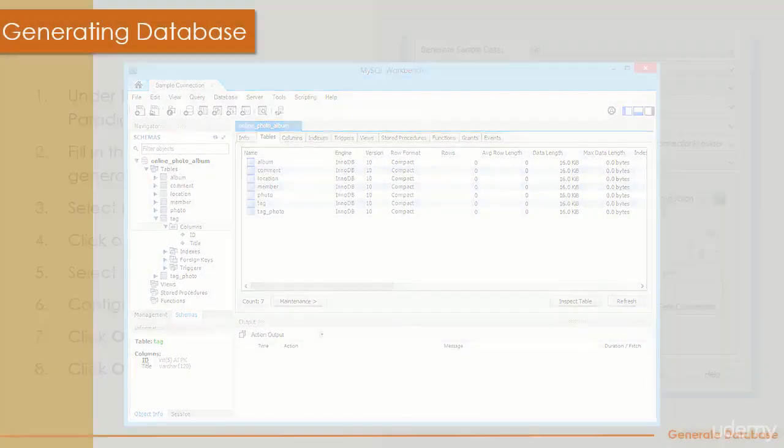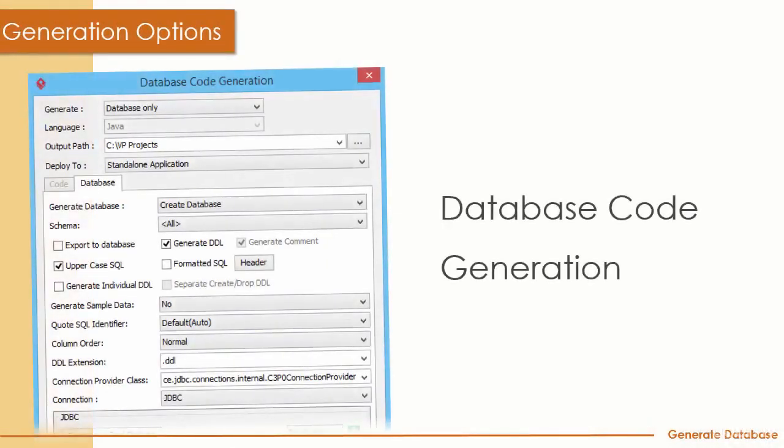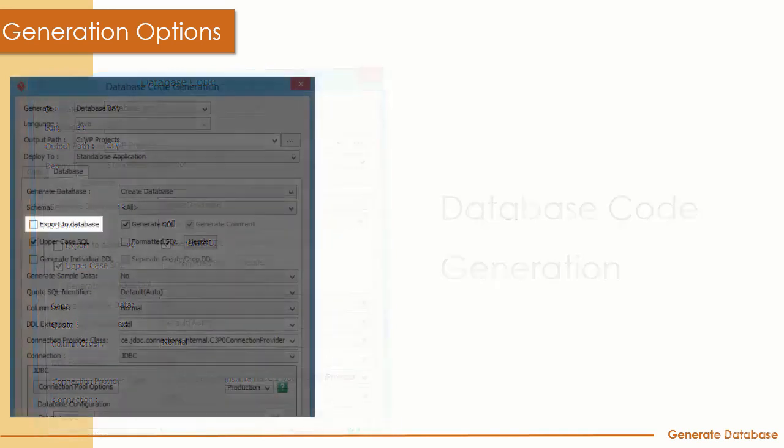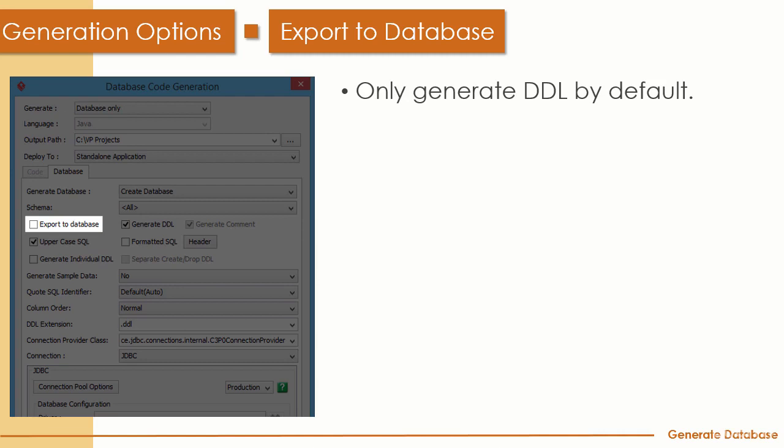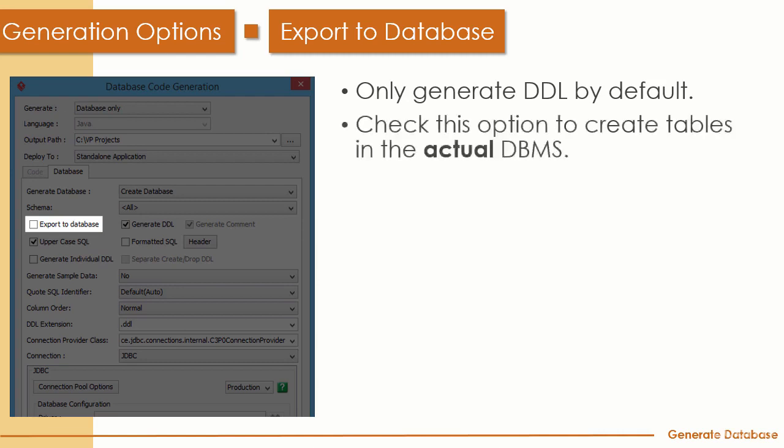Let's continue to talk about database generation options. First of all, we used the export to database. By default, this export to database is turned off. The reason is the export to database means you generate directly to the database, you connect to the database engine. And in case you don't have the database right away with you, then you don't check it, then you just generate the DDL. And because I'm doing a demonstration, I generate directly.